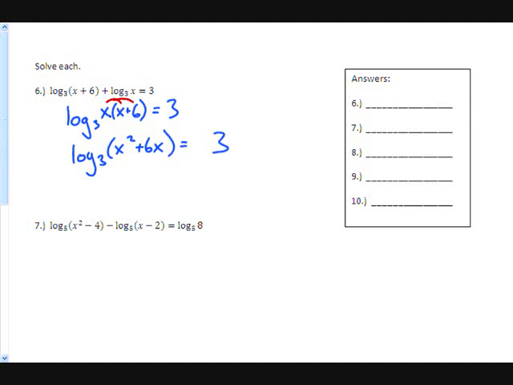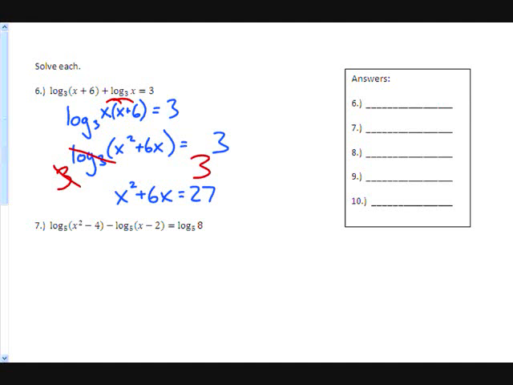And now I have log base 3. To undo logarithms, I use exponential functions, just like to undo exponential functions, I do logarithms. So I'm going to do 3 raised to the power of each side. Each side of my equation becomes the exponent, and I use 3 as the base. Because what happens over here, log base 3 and 3 raised to a power cancel each other out. So I'm just left with x squared plus 6x. Over here, I literally have 3 to the 3rd power, which is 27.